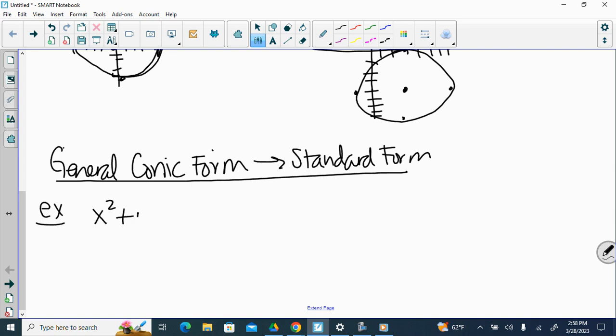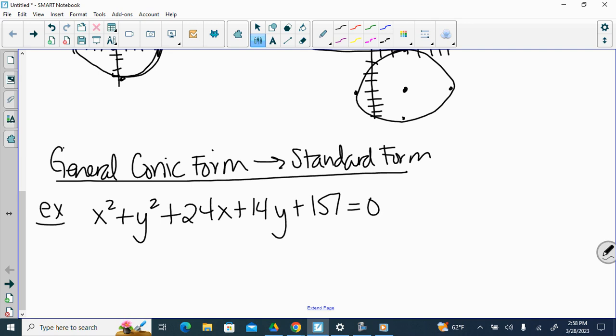We have x squared plus y squared plus 24x plus 14y plus 157 is equal to 0. So it's got an x squared, it's got a y squared, and it's all pluses. So I know it's a circle here, but I'm not sure which way it's going to shift and what the radius is if it's in this form. So we're going to group the x's together, group the y's together, and move the constants to the other side. That's our first step.